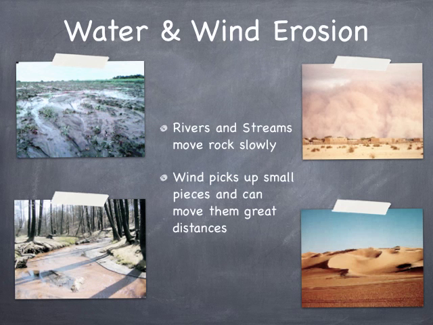Water and wind erosion, they're on the same slide because they kind of work the same way. With water, it's rivers and streams that move the rocks slowly. With wind, it picks it up in small bits or pieces and can travel at great distances. The top right picture is actually a windstorm in Nevada, I think, or New Mexico. It's got the Pueblo houses. But these windstorms move great amounts of sand and small rocks over huge distances. And then the dunes below it on the right, you can see the wind patterns as they whip through those sand dunes.